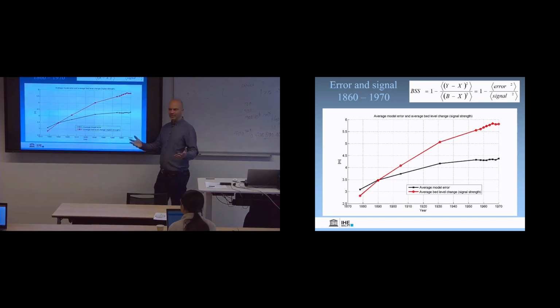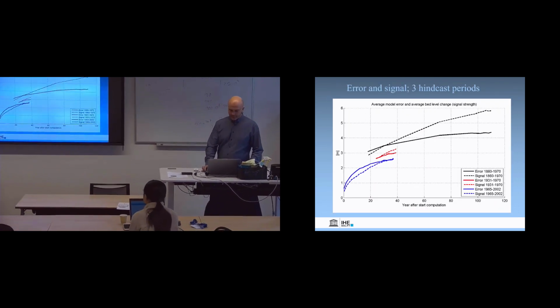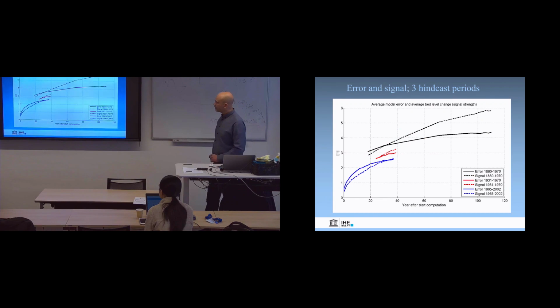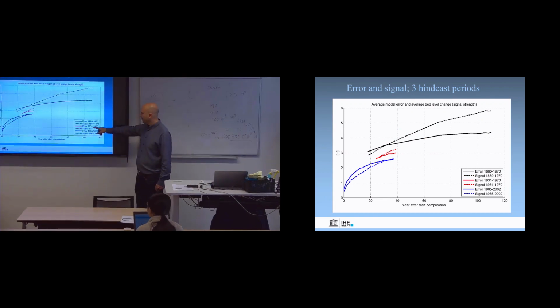And then we said, well, let's stop the modeling because it's bad. But once you continue on the supercomputers, you see basically this result. And you say maybe it's a coincidence, but we started at different moments in time. So this is 1860, 1970. This is 31 to 70, the red one, and the blue one is 1965 to 2002.